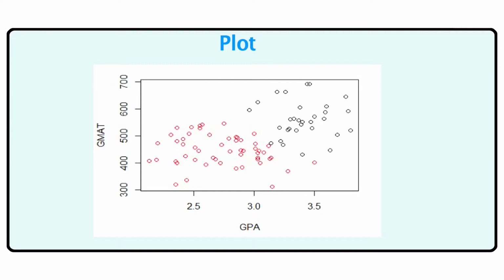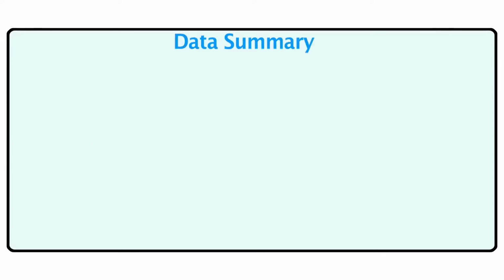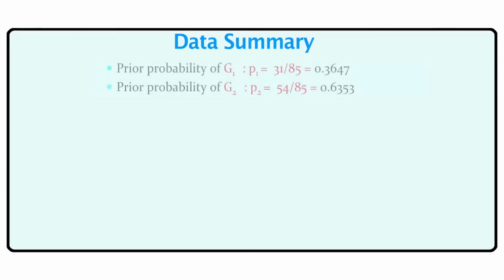Obviously the black ones are on the right hand side. They have a higher GPA and GMAT score, and therefore they have a higher chance of getting admission. Now if we summarize this data and try and find a linear discriminant function which would distinguish between the two groups, we have the prior probabilities of G1.